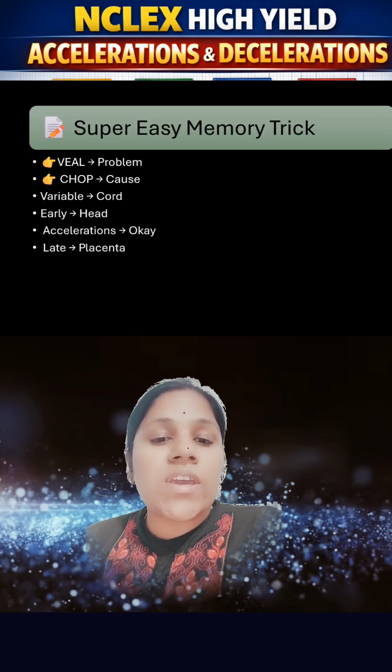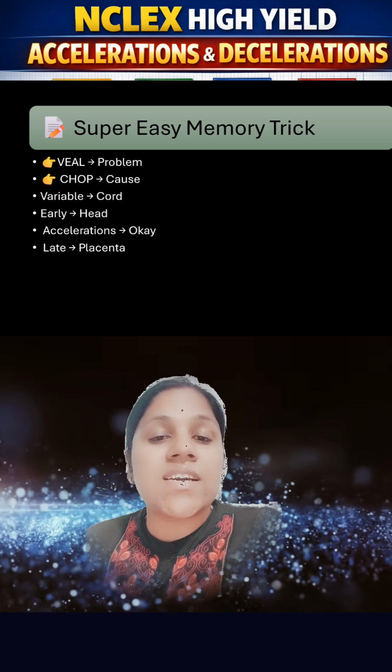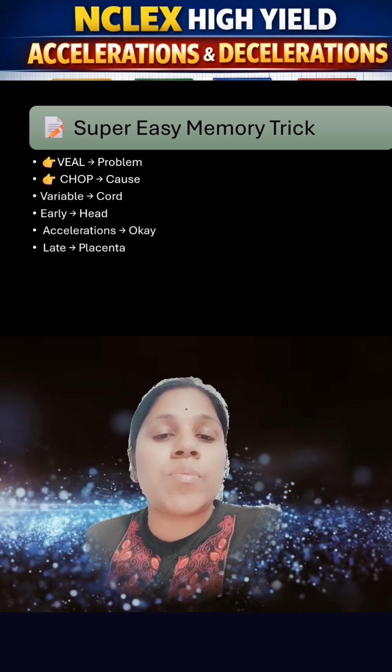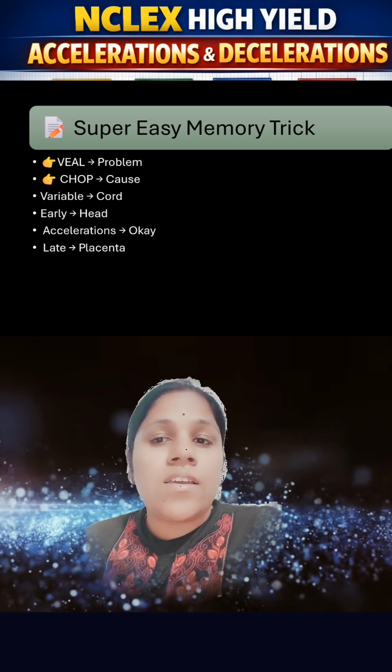So the easy memory trick we can remember is VEAL is the problem and CHOP is the cause. V for variable deceleration, indicating cord compression, and E is for early deceleration, which is indicating head compression, and A is for acceleration, which is an OK sign, there is no problem with the fetus, and L is the late deceleration, meaning there is placental insufficiency. We can remember it in this way.